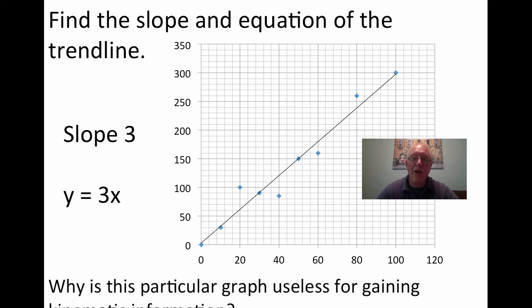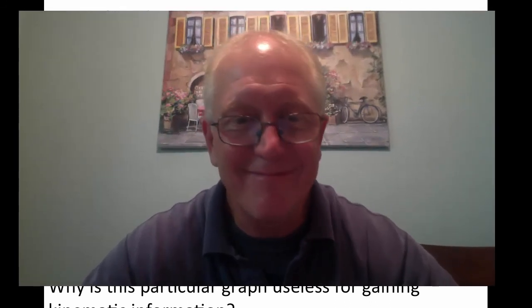Why is this graph particularly useless for finding kinematic equations? Well, the answer is this y and this x. Remember, I told you, we're not going to be dealing with the generalized y and x. What do they represent? They're just y's and x's. They're just a slope of 3. Now, if you added in distance and time, now we got something useful for physics class.